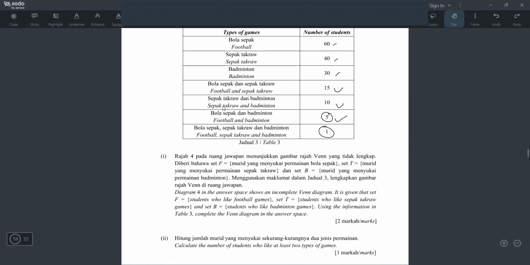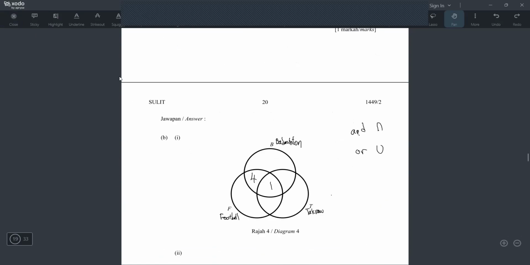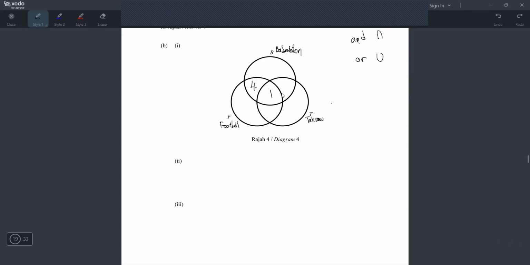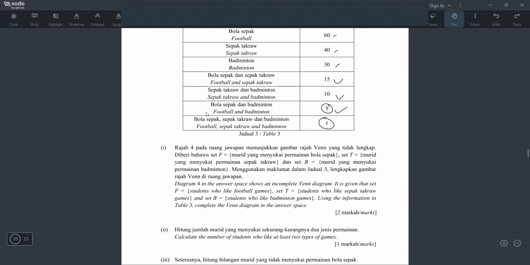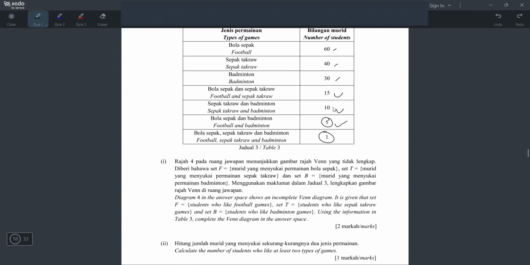Next one. Sepak takraw and badminton 10. Okay, the 10 is not just takraw and badminton only. The 10 is not just here. It's here plus here. So to get here, I will take 10 minus 1, which is 9. Like that. So takraw and badminton total is 10. That's the way. Okay, this one is done.